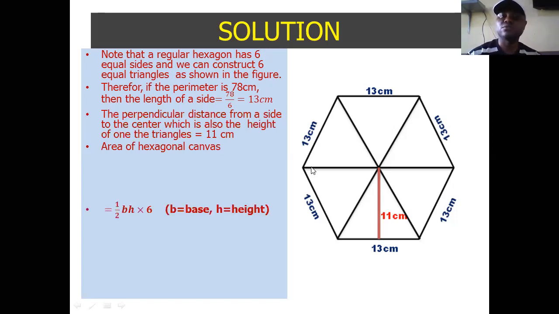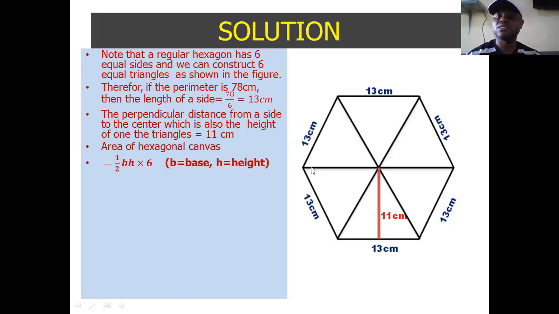So we have this, which is 6 triangles. So half base times 6. B is the base, H is what? Height. The base is 13 centimeters. The height here in this case is 11. Slot in your values. We have the area of the hexagonal canvas to be what? Half times 13 times 6 times 11.